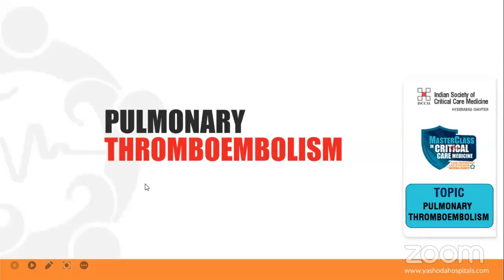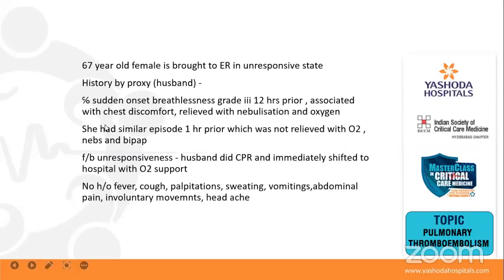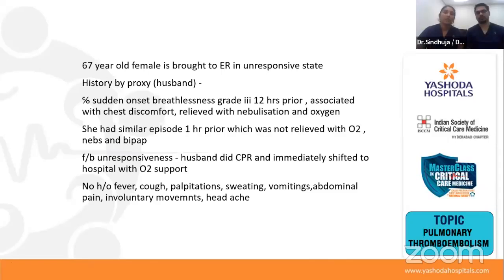The history given by proxy by her husband is that she had complaints of sudden onset breathlessness of grade 3, 12 hours prior to the event, associated with chest discomfort, relieved with nebulizations, oxygen support and BiPAP support. So where did all this occur? At home, sir. She was using home BiPAP overnight for the last 6 months for OSA. So that means she's already quite unwell. Yes, sir. And her husband is an RMP, so they have certain instruments at home.